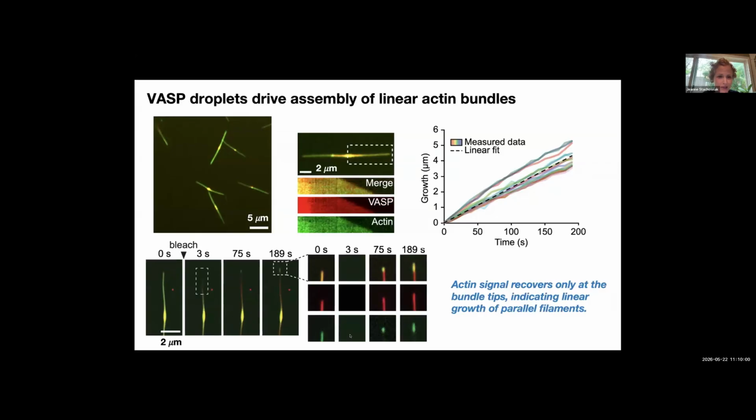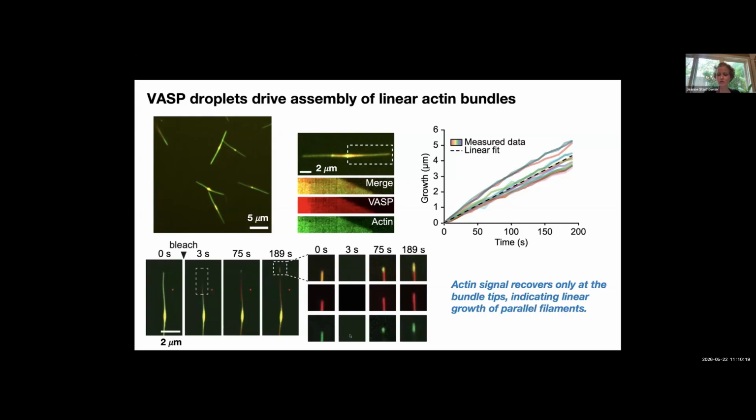If you FRAP them, you can get an insight into what's going on. So if you FRAP these growing tips, you will see that the VASP recovers after FRAP. However, the actin only recovers in the new growth. So that's telling you that you seem to have stably polymerized filaments, and you even seem to have a polarized bundle of filaments here, which is interesting to think about.